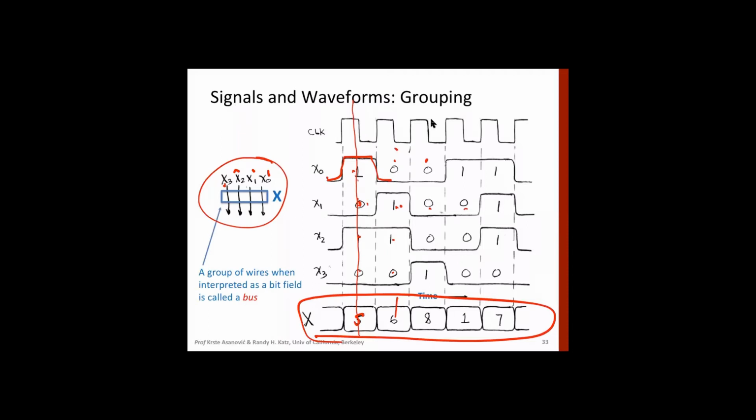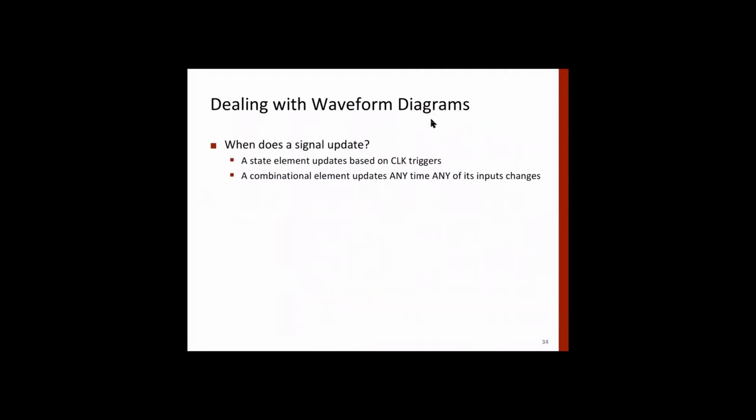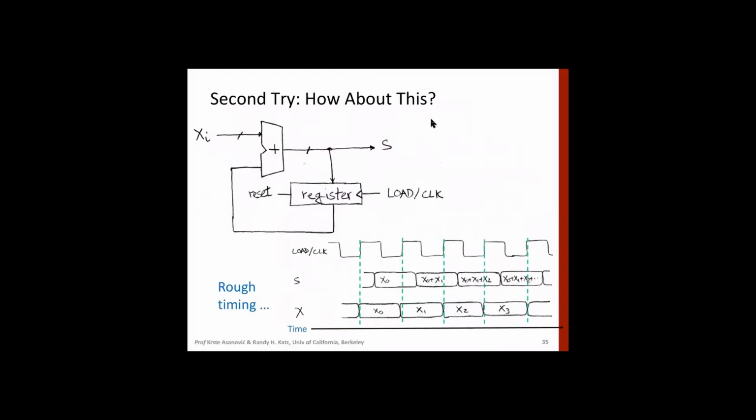So this is nothing but a group of wires when we interpret this as a bit field, and then it essentially represents a bus. In a bus, remember that all these signals are transmitted in parallel. Okay, so this is the earlier diagram that we have seen. Now we can represent it in this way.